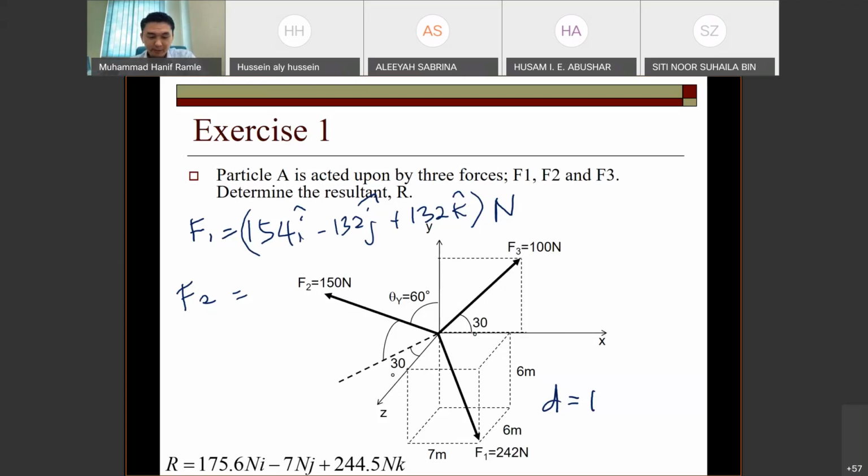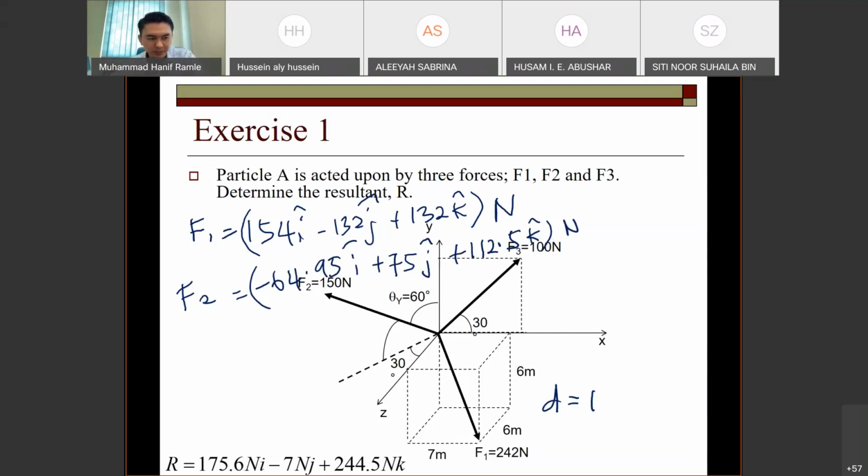Okay, guys, F2. What is the answer for F2? Okay, Lee Jianwen said that negative 64.95 I, plus 75 J, plus 112.5 K. Doctor, is it the same for F1?